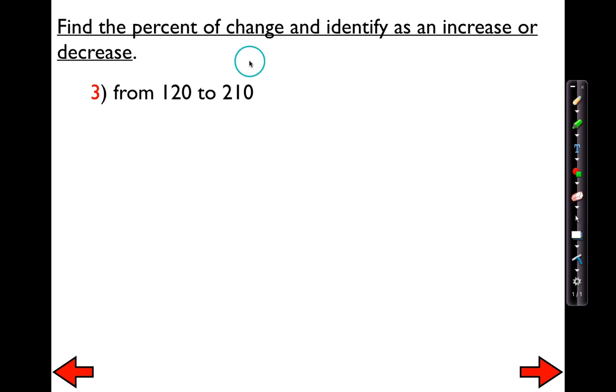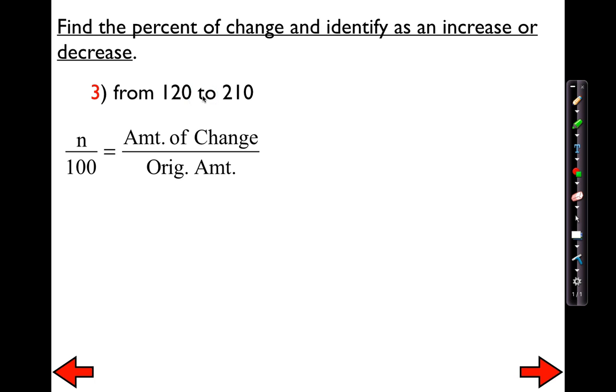So for number 3, it says from 120 to 210. We're going to set up our ratio as n over 100 equals the amount of change over the original amount. So that means we're going to have n over 100 equals, well, how did 120 become 210? Some of you could probably do this in your head. Otherwise, if you can't, you're just going to find the difference between these two numbers. So 210 minus 120 is 90, so the amount of change is 90, and your original amount is 120.